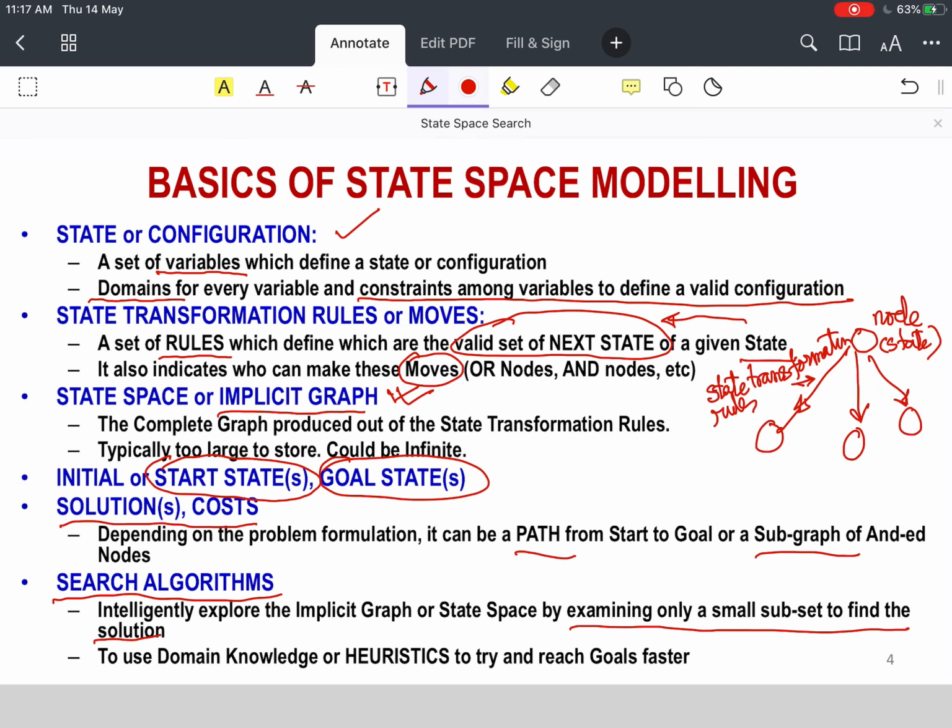And the second thing, which we mentioned just a little while earlier, is the use of domain knowledge, which means that we try to use domain knowledge, and this domain knowledge in AI terminology is called heuristics. So we have now refined our state space modeling concept to a more formal explanation.